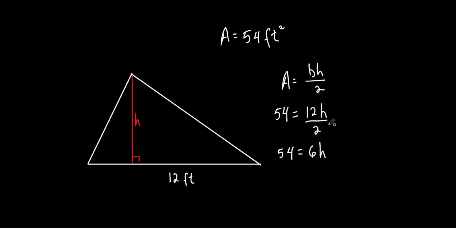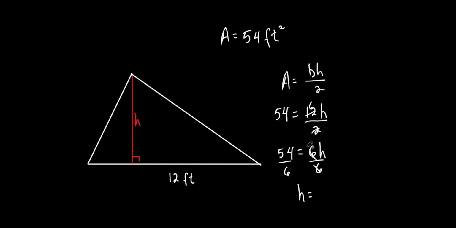All right, see the algebra? It's not even really algebra just yet. All we did was just take 12 divided by 2, and we got a 6 out of it. That's it. Divide both sides by 6. Okay, 6 cancels out. What's H?